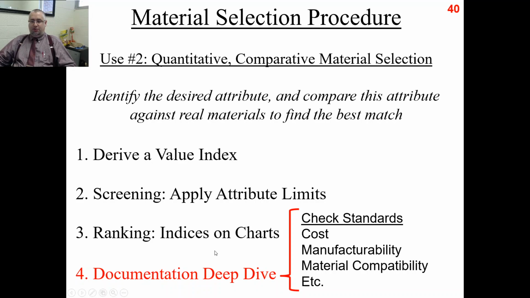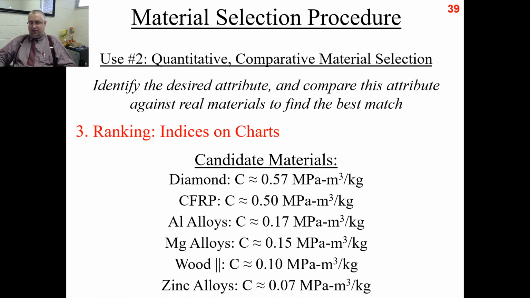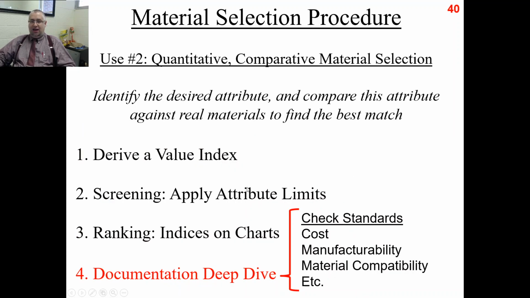But ultimately, once you have your short list, then you can do a documentation deep dive and get more information about all of these secondary attributes, and ultimately pick from your short list the best material that has the highest value of C, but also satisfies all of these secondary concerns that weren't part of the initial analysis. Okay, so that ultimately wraps up material selection procedure number 2, or use number 2 for an Ashby plot, which shows you how to do that material selection.